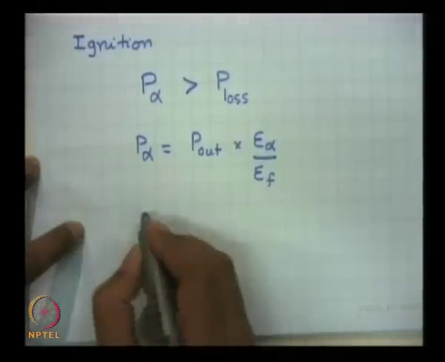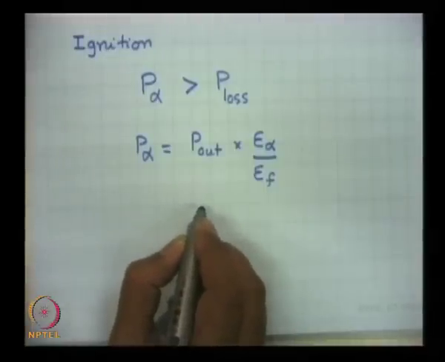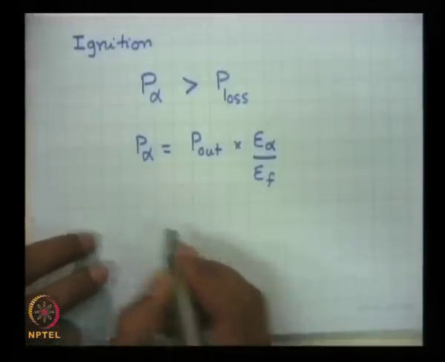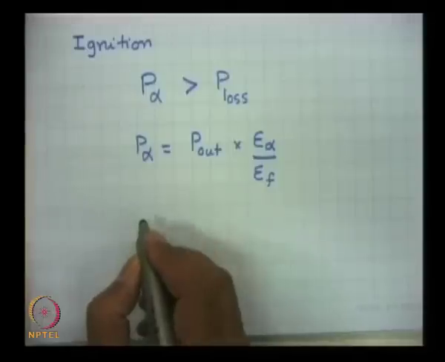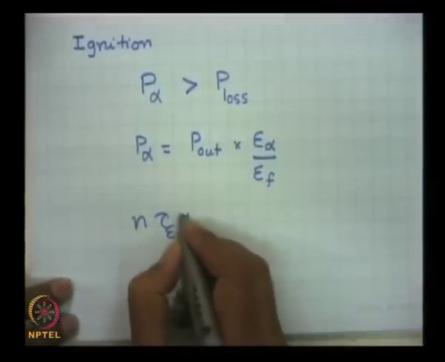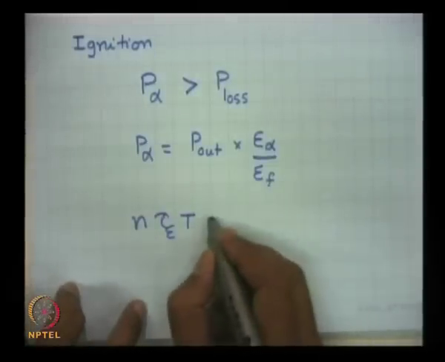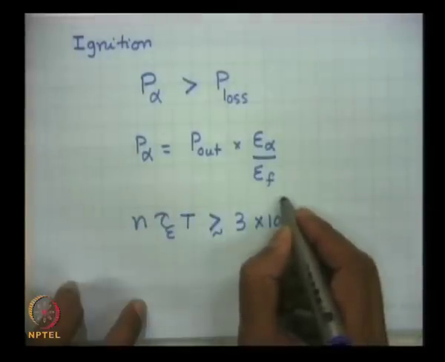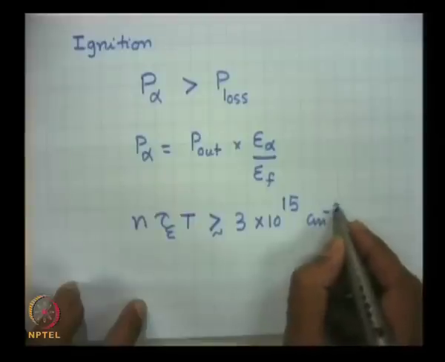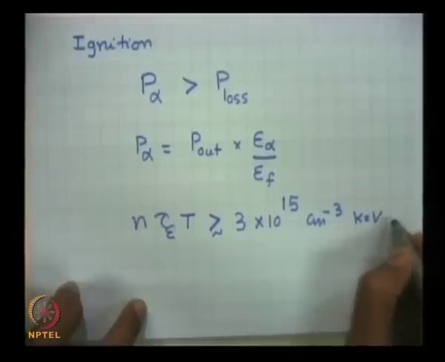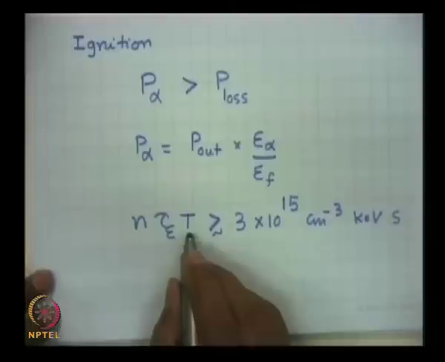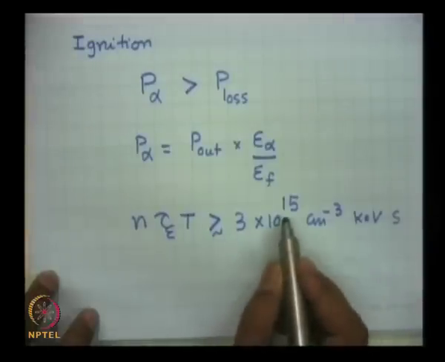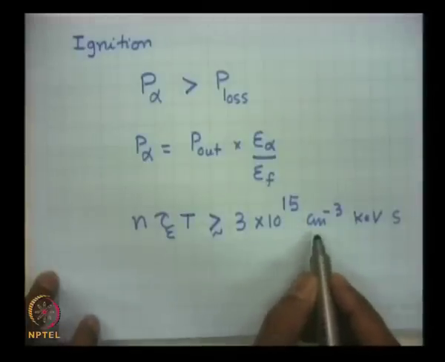So if I put this condition here, then n tau turns out to be: n tau_E and temperature, when temperature is expressed in keV, this must exceed around 3 into 10 to the power 15 per centimeter cube into keV into second, where T is in keV. If I choose this to be 10 keV temperature, then this turns out to be 3 into 10 to the 14 per centimeter cube into second.